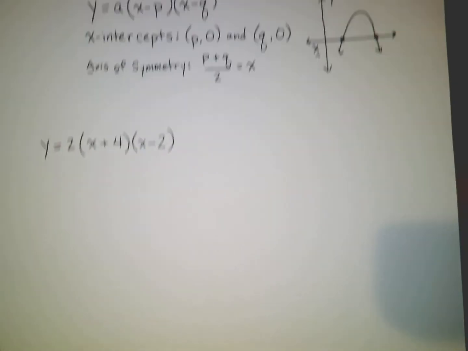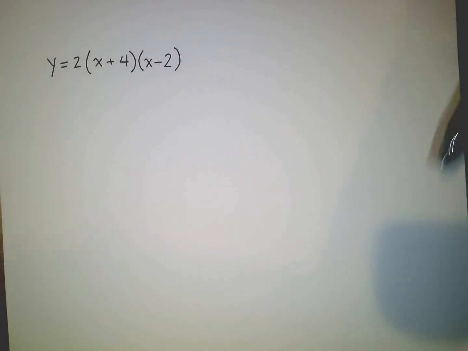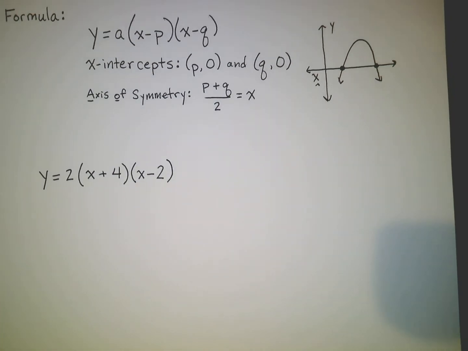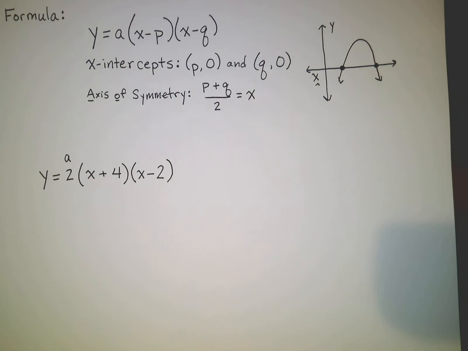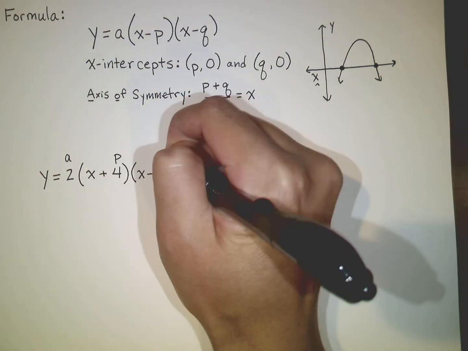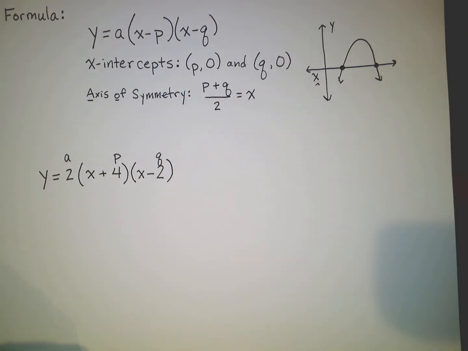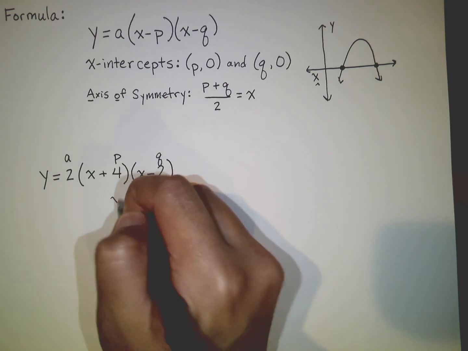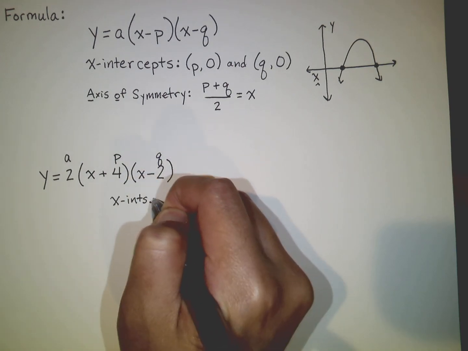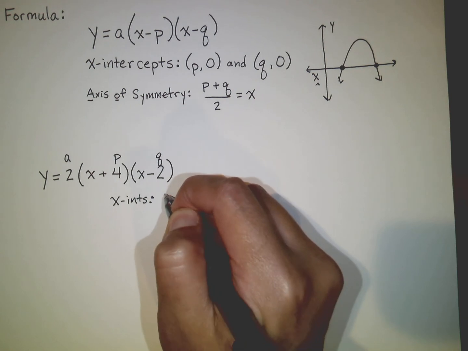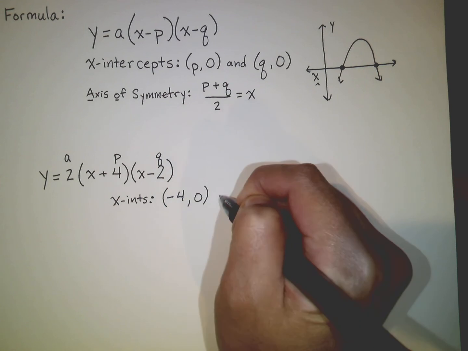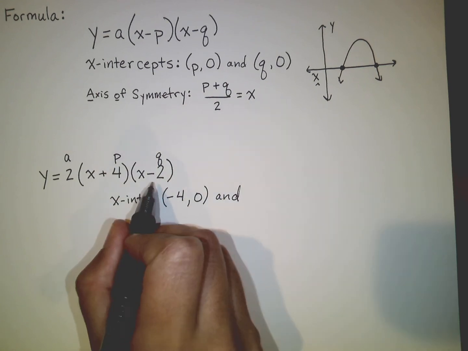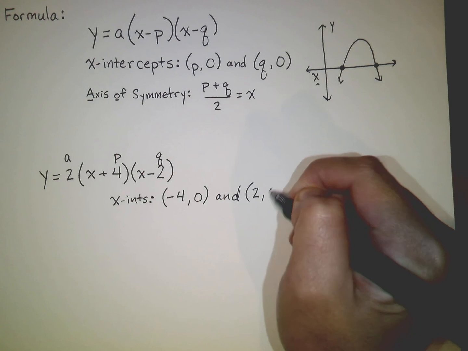Okay, so starting with this equation, actually I'm going to keep that stuff there so we can refer to it. Alright, so looking at our equation, we have a is 2, our p and our q. So what I can pull from this are our x-intercepts. So I'm just going to write x-intercepts are going to be p, which is 4, so I do the opposite, negative 4, 0, and q, which is minus 2, so that's going to be a positive 2, 0.